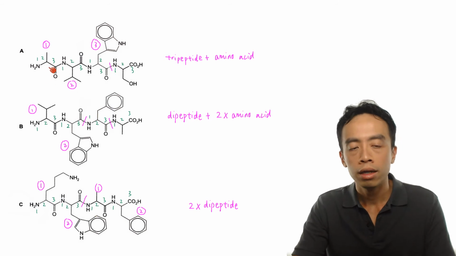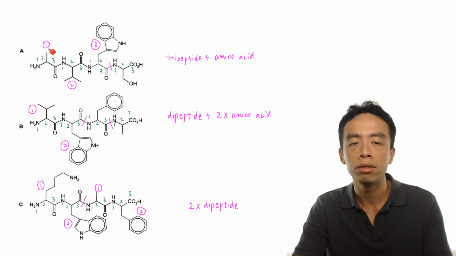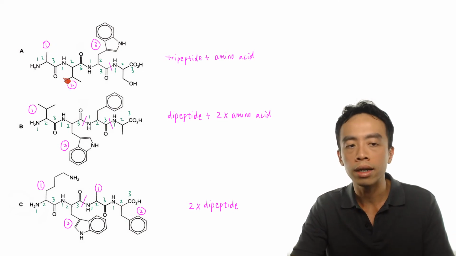Option A, the main chain is here. Amine, R group, acid, amine, R group, acid, amine, R group, acid, amine, R group, acid. So this will be my position 1, 2, 3. Then the next thing is we look out for the R group. So this R group, no benzene. So we will leave this alone. Chymotrypsin will not target this guy. This is a second R group. Don't have benzene. So we will leave this alone.